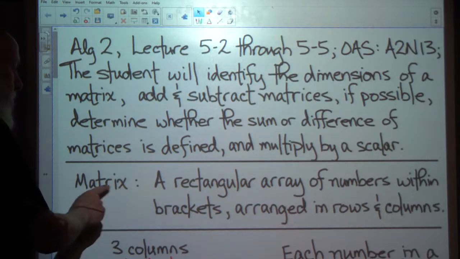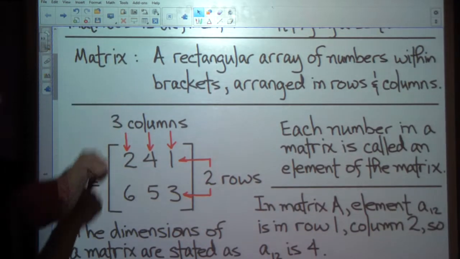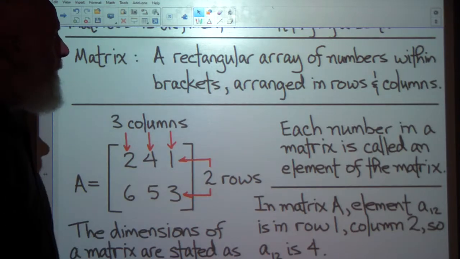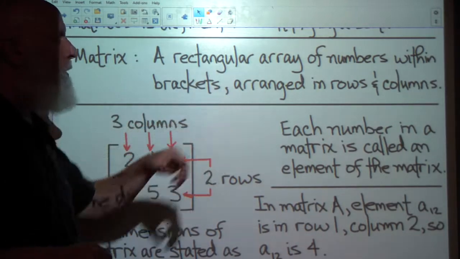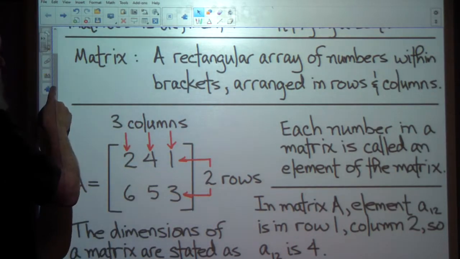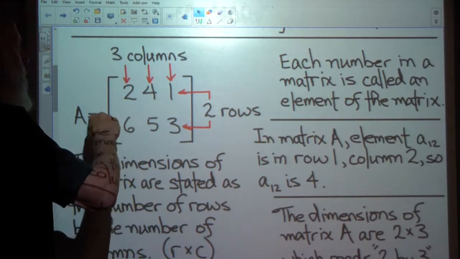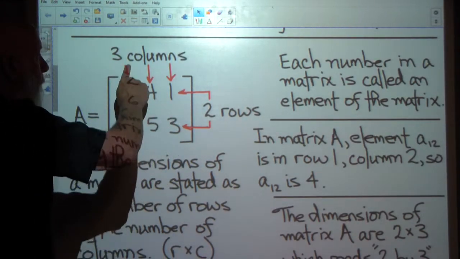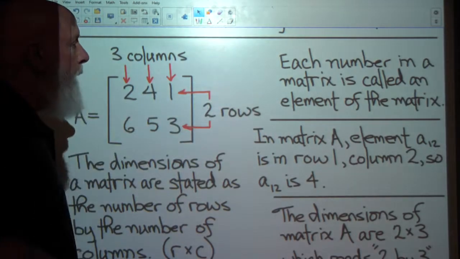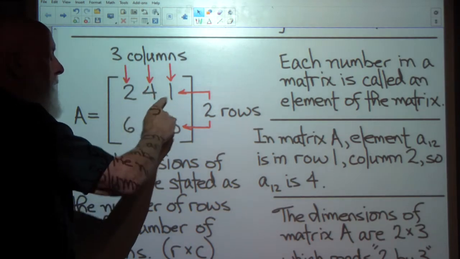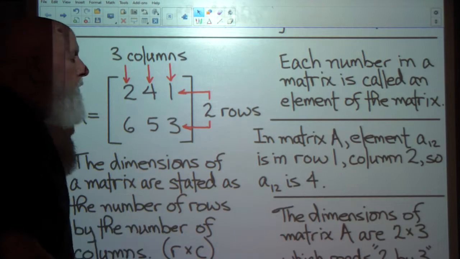And first of all, we want to talk about what is a matrix. So let's take a look at that. A matrix is a rectangular array of numbers, and they're in brackets. And they're arranged in rows and columns. And here's an example of a matrix right here. An array of numbers arranged in rows and columns. We call this matrix A. Each number in a matrix is called an element of the matrix. So this is an element of the matrix, that's an element of the matrix, so forth and so on.